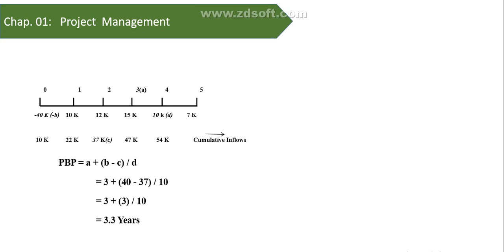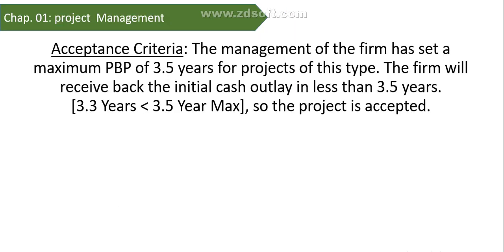Now the decision, the acceptance criteria. The management of the firm has set a maximum payback period of 3.5 years for the project of this type. So the firm will receive back their initial cash outlay in less than 3.5 years. Means 3.3 years, less than 3.5. So the project is accepted.